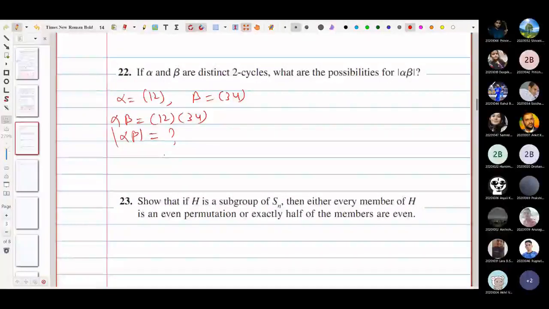What is the possibility of the order of alpha beta? 2. 2 only. Okay. So we are not telling about the possibility, but we are telling the correct answer. You can note down 1 point for this one.